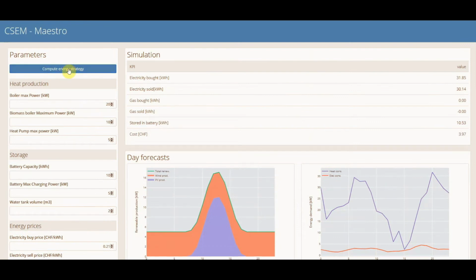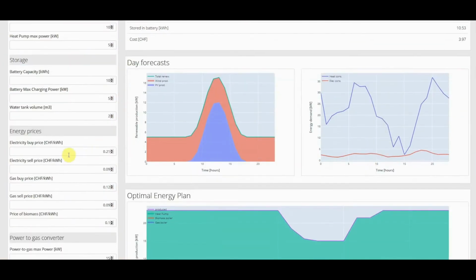On the left-hand side of the screen, you can select the physical parameters of the different equipment. For example, the battery capacity in kilowatt hours. In addition, you can also set the prices for electricity, gas, and biomass.